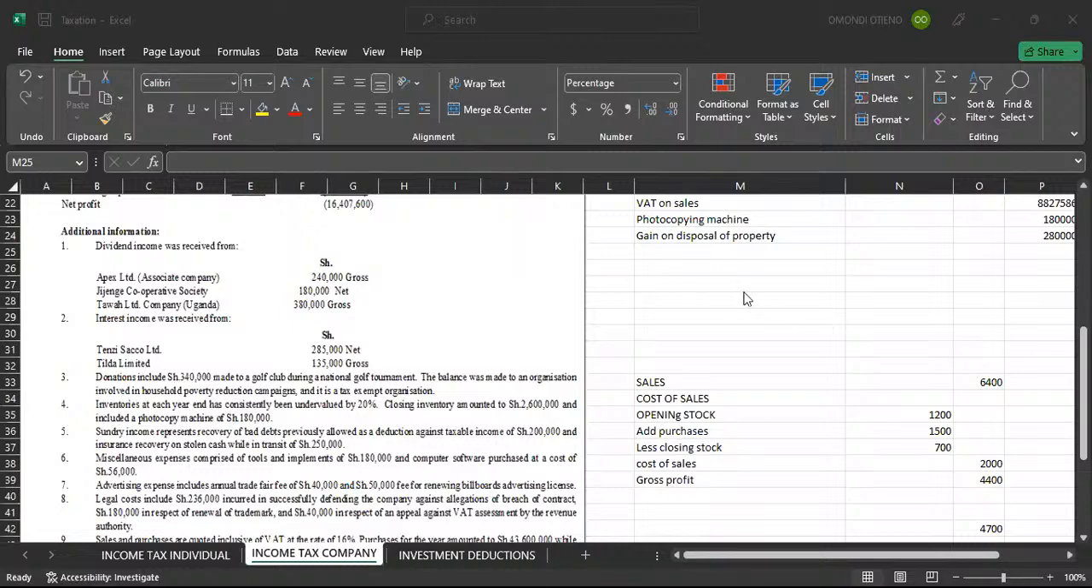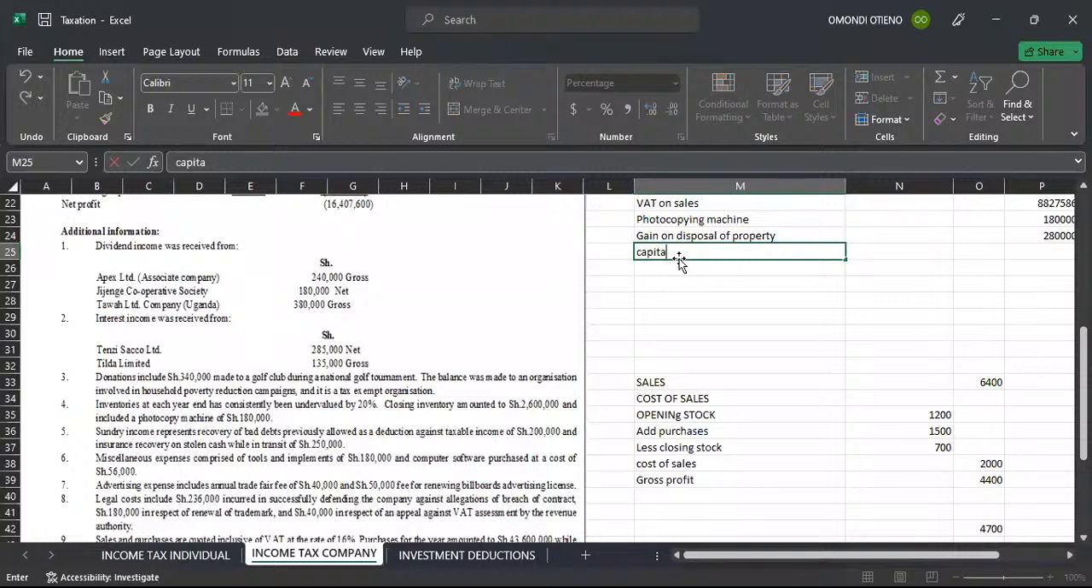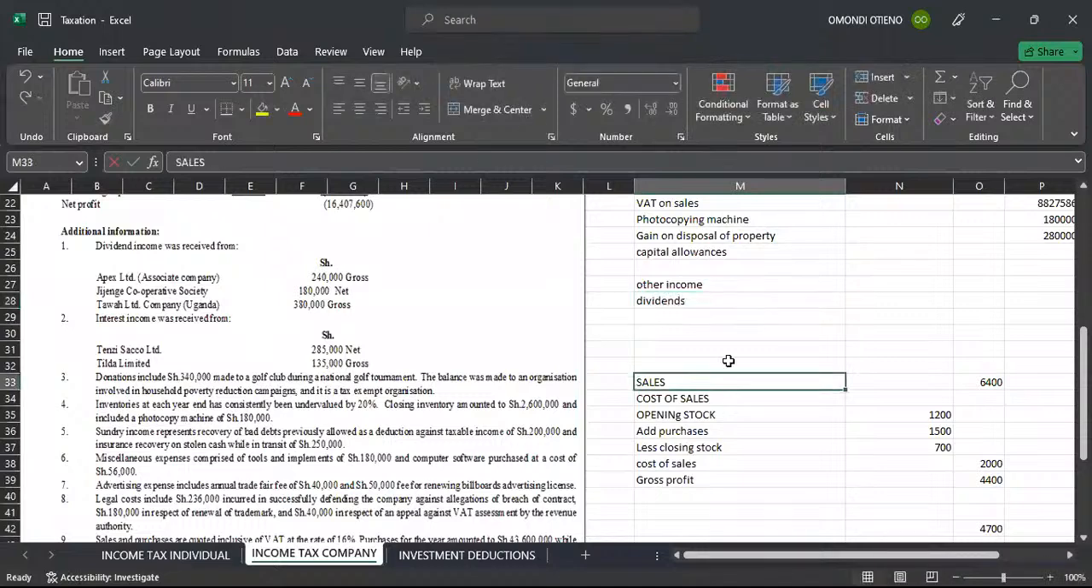Great. So what are we going to have there? So we have dividends, and these dividends we have from Jijenge Limited. So Jijenge Cooperative Society.